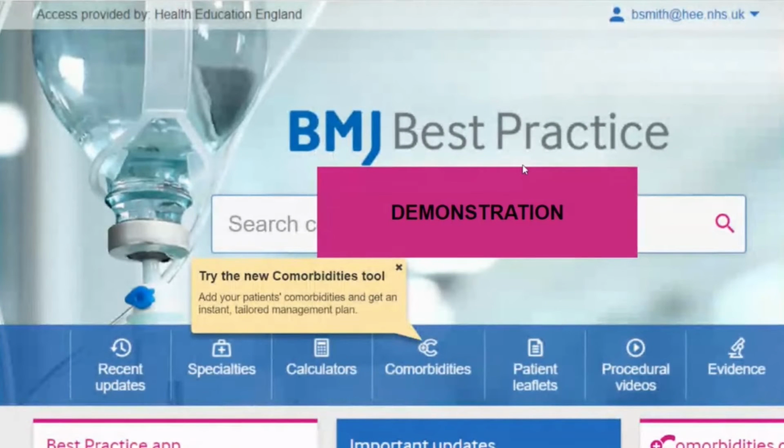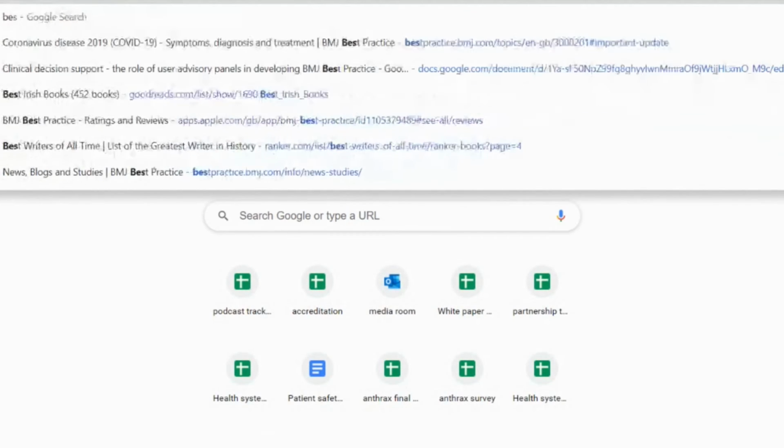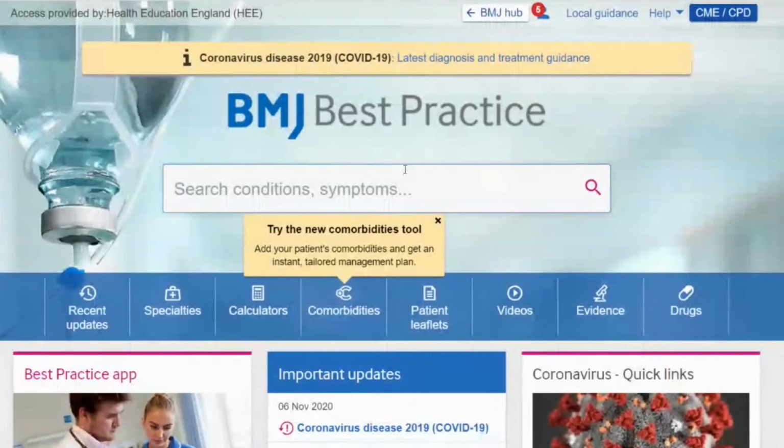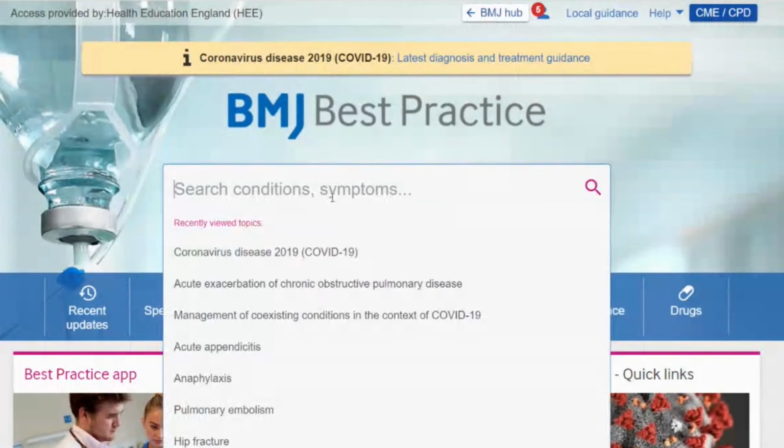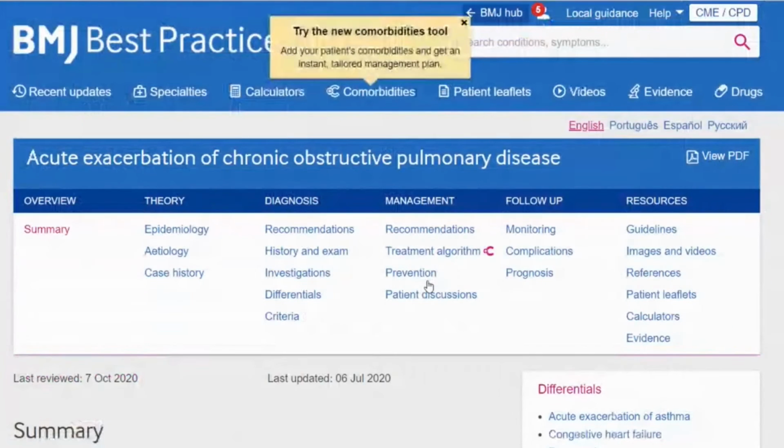So what I'm going to do now is a brief live demo of the tool. I'm just going to go to the Best Practice homepage. For those of you who use it, you'll be familiar with this homepage. We'll go to a patient, put acute exacerbation of COPD into the search box, and come to the topic on acute exacerbation of COPD. We want to get on and treat this patient without delay.